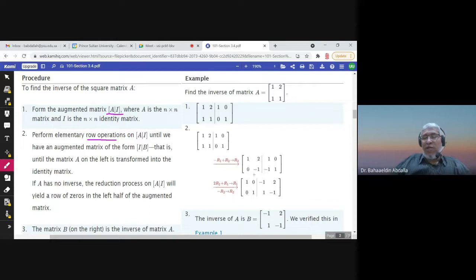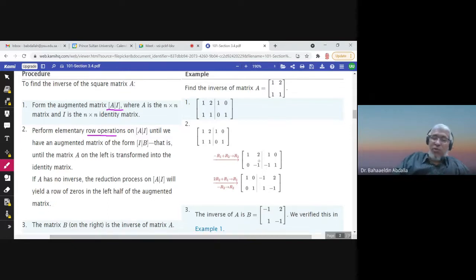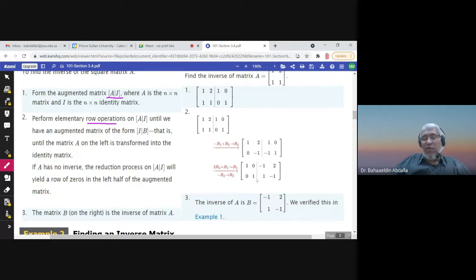And now negative 1 has to be 1. And then I multiply negative 2 R2 plus R1 to make this 0. So now you reach the identity matrix. So the new matrix B here is the inverse matrix. Okay, so that's the way. This is the procedure to find the inverse matrix.